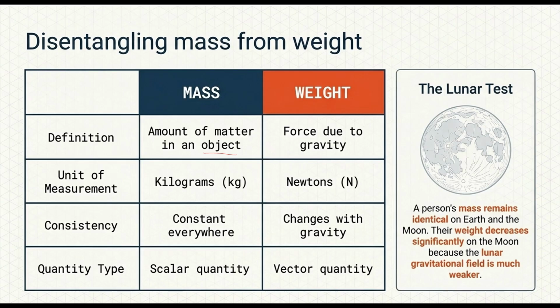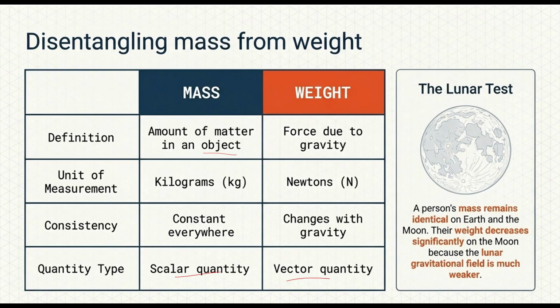Mass is measured in kilograms and remains constant everywhere. Whether you go to the Moon, Pluto, Saturn, Neptune, wherever you go, your mass will be the same. But what about weight? Weight is the gravitational force acting on the mass. It is measured in newtons and varies depending on gravity. Mass is a scalar quantity, but weight is a vector quantity because it has both magnitude and direction.